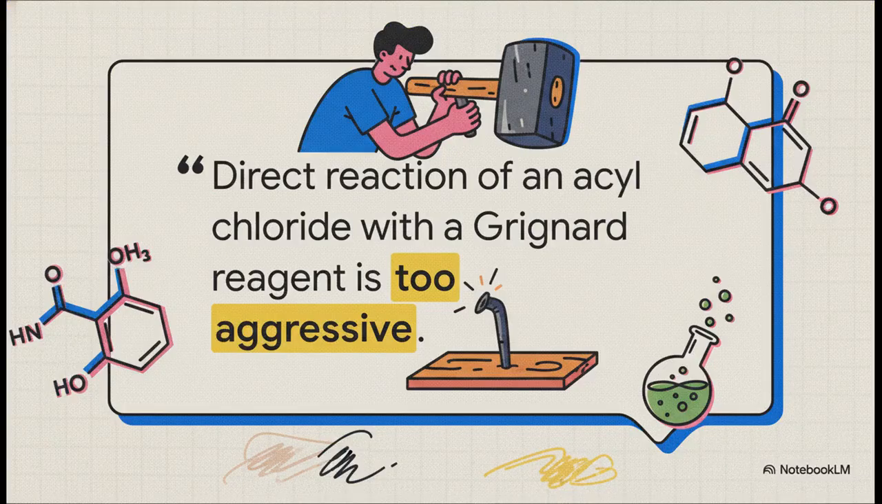So here's the problem we need to solve. Your first instinct as a chemist might be to grab a really common, really powerful tool called a Grignard reagent. But the thing is, it's too powerful for this job. It's kind of like using a sledgehammer to hang a picture frame. The Grignard reagent just goes too far, it overreacts, and you end up with something that isn't the ketone you wanted. So we've got to get a little more clever.